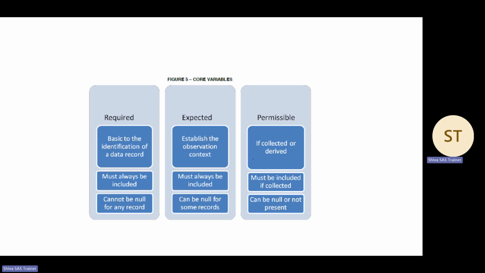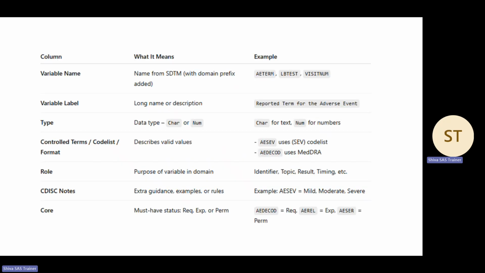So first you need to understand which domain you have to create. In the domain, we have to include the required and expected variables, and permissible variables if the data was collected. And here is an example of the things you should check before you start the programming. So what is the variable name? For example, TERM, TESTCD, VISITNUM.